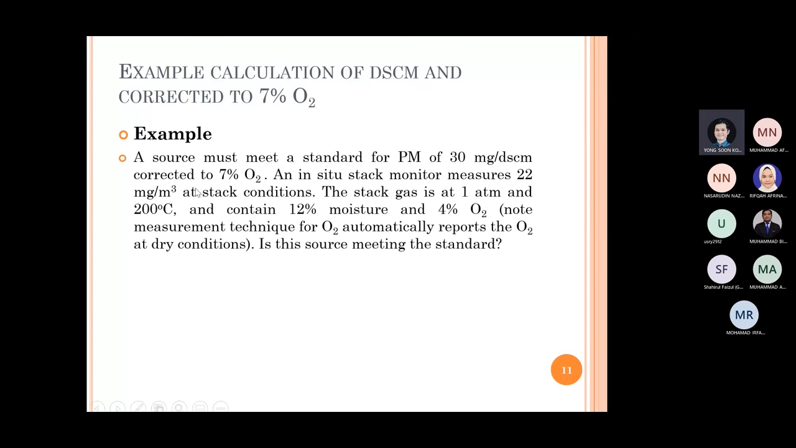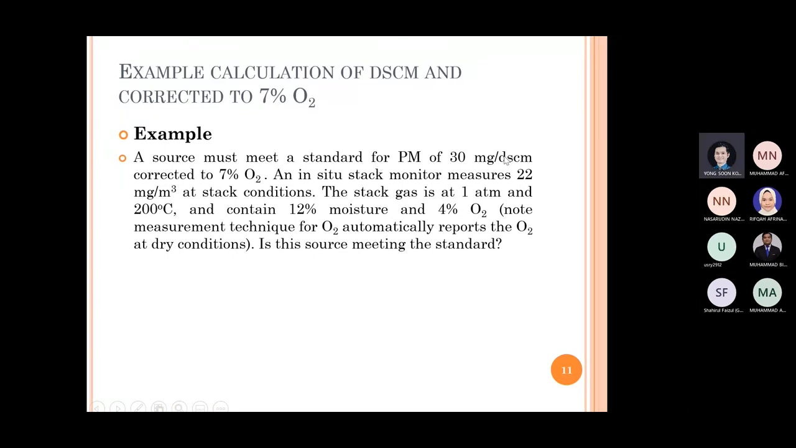Okay, so here the first sentence mentions that they're measuring PM, particulate matter, of 30 milligram per DSCM. So the standard wants the level of pollutants under DSCM volume, corrected to 7% oxygen. Now the in-situ stack monitoring measures 22 milligram per cubic meter at stack condition. So this is not DSCM, and you need to make a conversion. It is said that the stack gas is at 1 atmosphere and 200 degrees Celsius. So remember just now, under DSCM, what is the temperature that they use? It was 25. But here, it is more real, I would say.